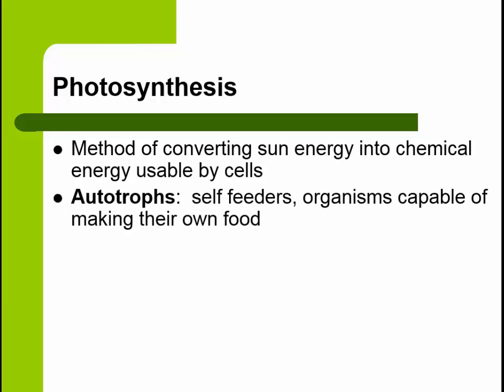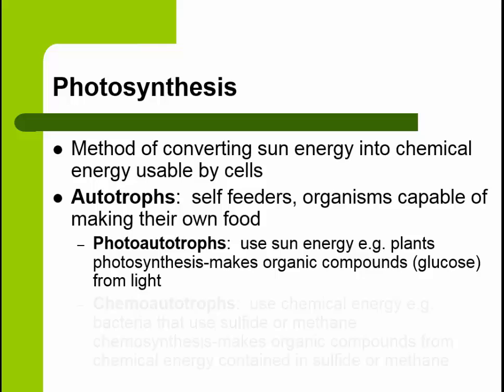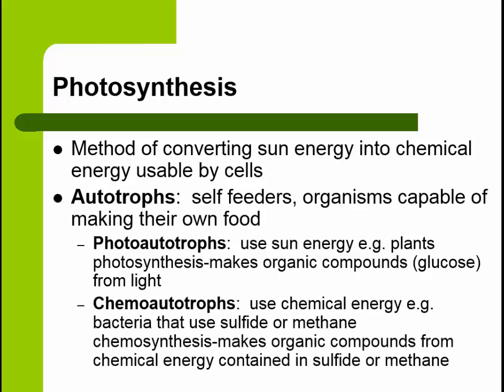You have the autotrophs, so those are the self-feeders, the organisms capable of making their own food. So think about plants and algae and stuff like that. We can also subcategorize autotrophs into photoautotrophs, so those are the ones that are using the sun's energy, and then chemoautotrophs, so those are the ones that are using chemical energy to make their own food.